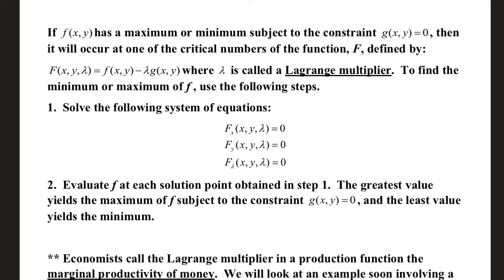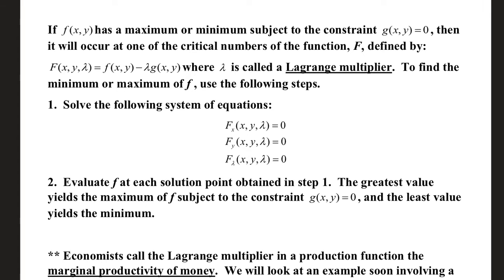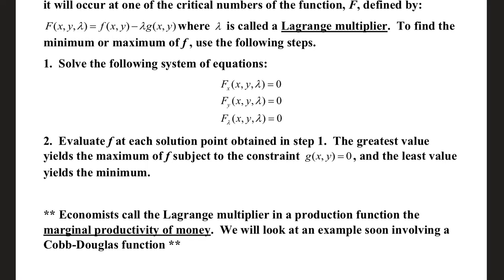To find the minimum or maximum of your function f, use the following steps. Step 1, solve the following system of equations. These will be built from your partial derivatives. Capital F, whatever that function is, you'll take the derivative of it with respect to x, y, and lambda, and you'll set all those equal to 0.